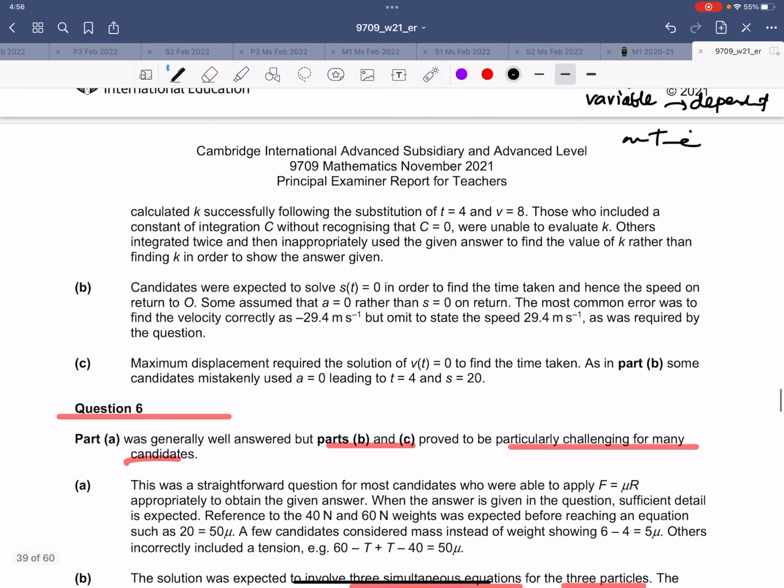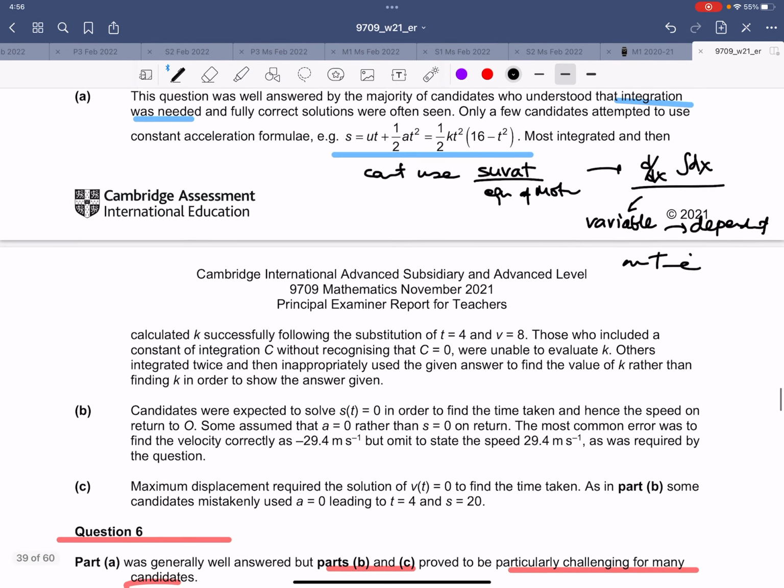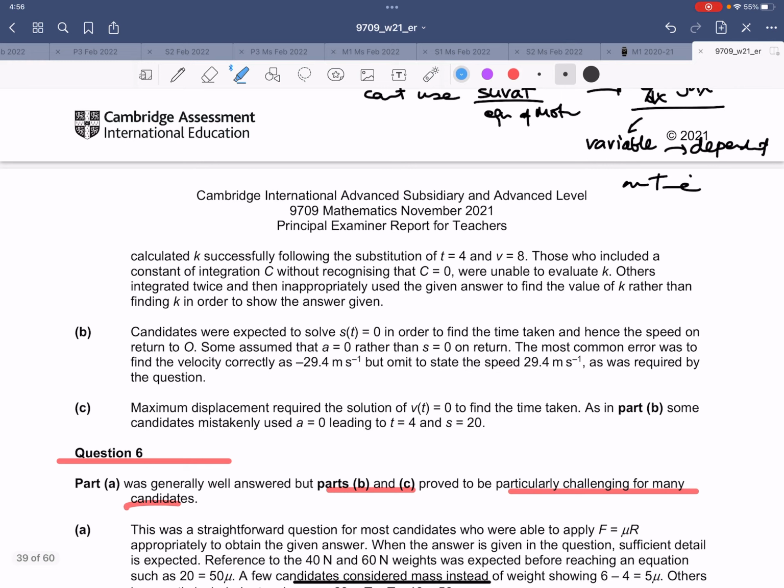Now, what else? Most integrated and then calculated k successfully following the substitution of t equals 4, v equals 8. We did that. Those who included a constant of integration without recognizing that c equals 0 were unable to evaluate k. That means there were two, I'll take you back to the question in a short while. There were two pieces of data in that question. Others integrated twice, inappropriately used the given answer to find the value of k rather than finding k in order to show the answer. Now this is important.